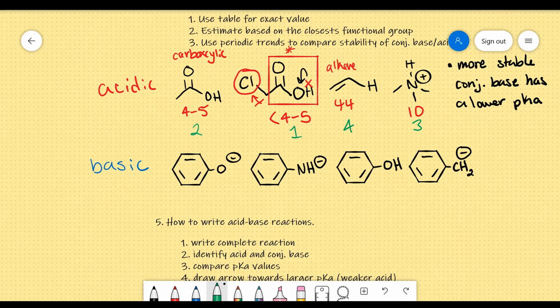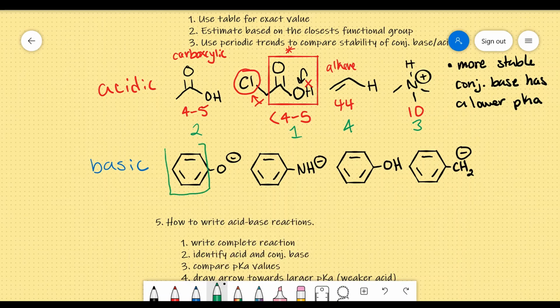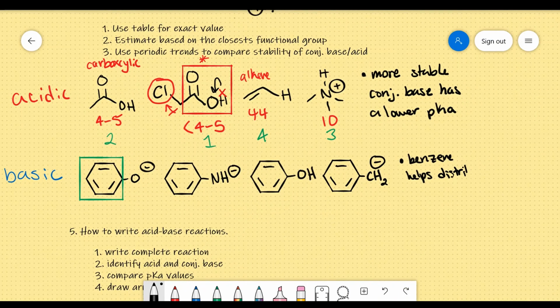Okay, so one thing I want you guys to note is all of these structures have this benzene ring, right? So since all of them have it, it's going to affect them in the same way. So we're going to kind of ignore it, but we don't want to ignore it completely. So one thing I want you guys to note is that a benzene ring helps distribute the minus charge. Okay.